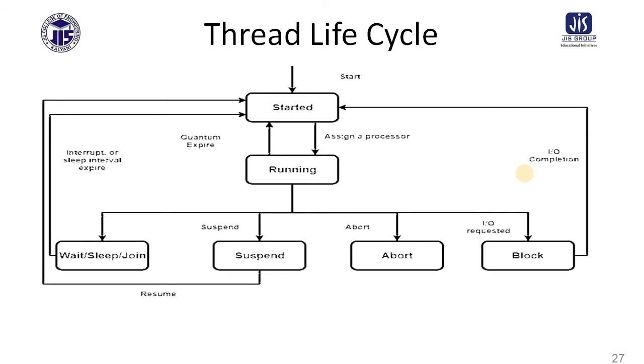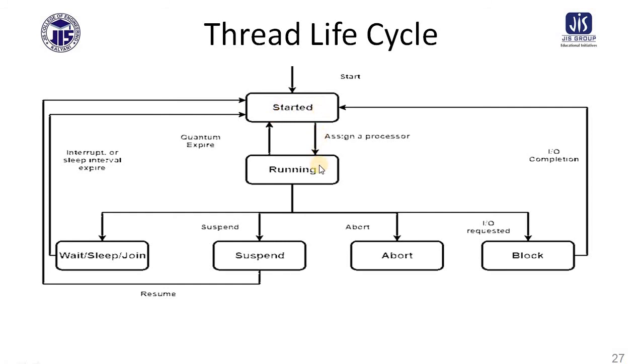Similarly, for a multi-threading model, first a thread starts from the starting state. From the starting state, the processor will assign a particular thread to the running state. From the running state, there can be 4 different scenarios. One is that the execution is completed, so it terminates and the process ends. Next is wait, sleep and join. A thread can be paused for a particular time limit. Assume thread 1 will sleep for 20 milliseconds or thread 2 will wait for 10 milliseconds. After completion of that time, the thread will rejoin the started state, then again go to the running state.